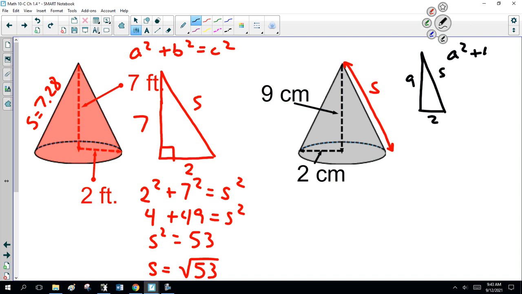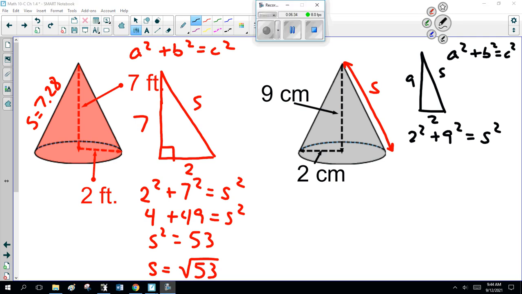A squared plus B squared equals C squared, or 2 squared plus 9 squared equals S squared. So pause the recording, calculate the side length S, or the slant height, and then come back and we will compare answers, okay? So calculate the slant height for me.